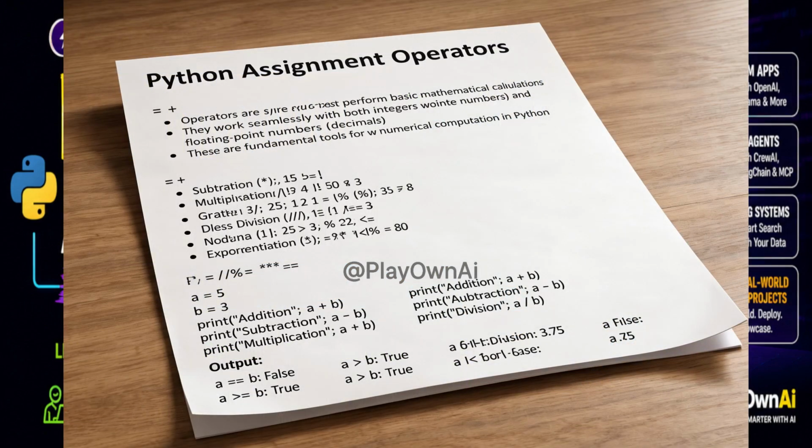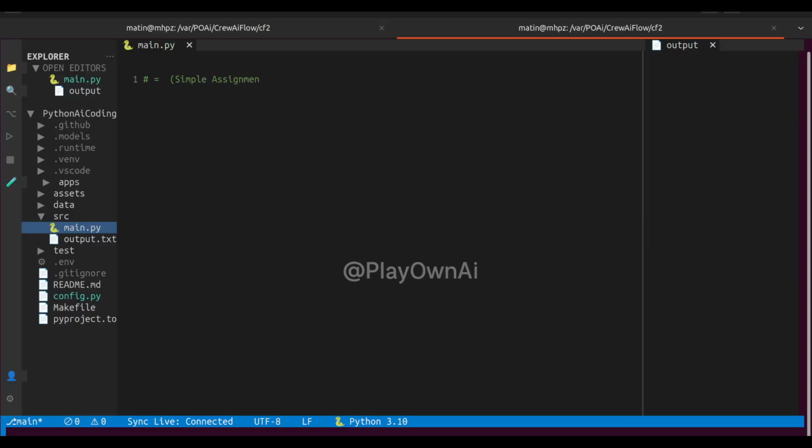Now we're going to explore assignment operators in Python. Assignment operators help us store values in variables and also update them quickly without writing the full expression. We will go through equals, plus equals, minus equals, multiply equals, divide equals, modulus equals, exponent equals, and floor divide equals. First, equals assigns a value on the right-hand side to the variable on the left-hand side.